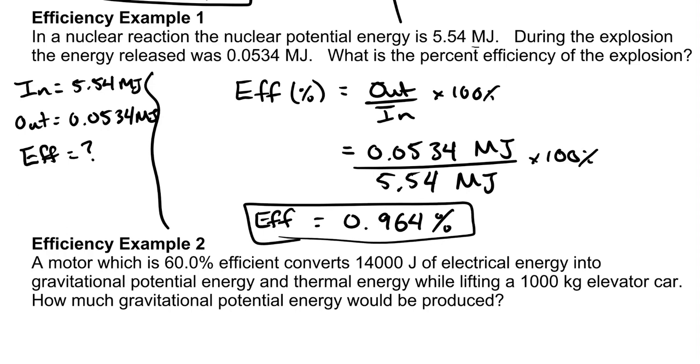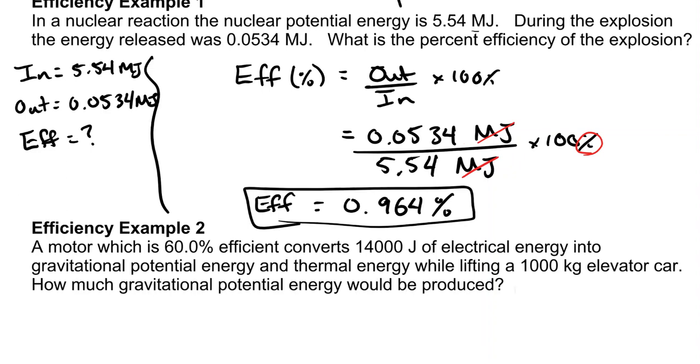Now, I'm going to comment about the units here. A megajoule just means a million joules. As long as our units here are the same, megajoules and megajoules cancel out, and we're left with the unit of percent. So as long as our energy unit is the same, then we can cancel them out, and that'll be perfectly fine.